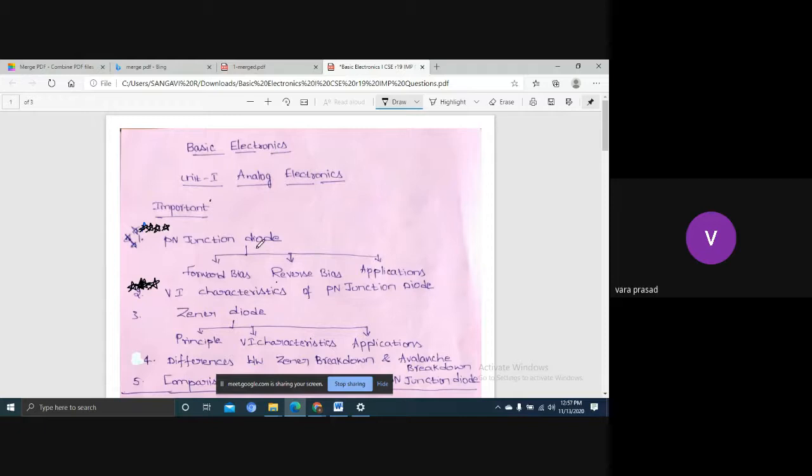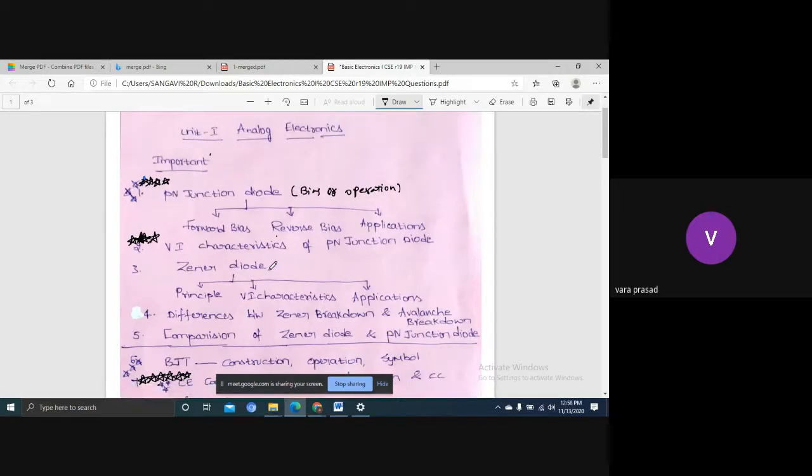Okay, good afternoon. Today we are going to discuss the revision class of analog electronics. Okay, it's the PN junction diode. This is a very important question. If you get a question to explain the bias or operation of a PN junction diode, I will explain the answer, which answer we have to write. This is one type of question: bias or operation, and VI characteristics of PN junction diode.